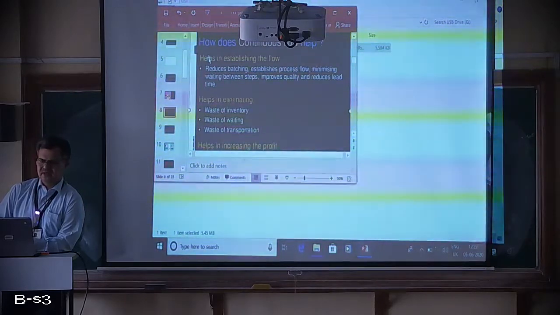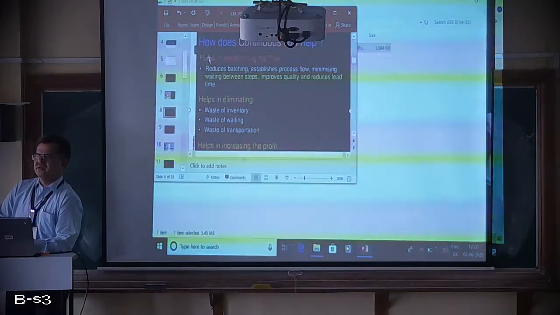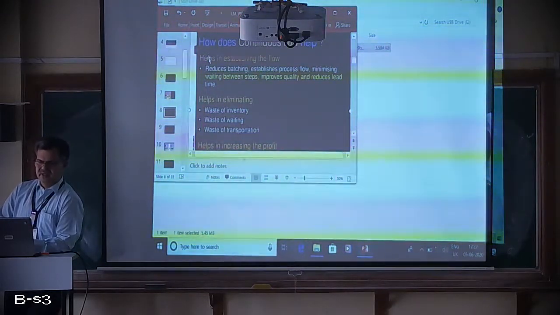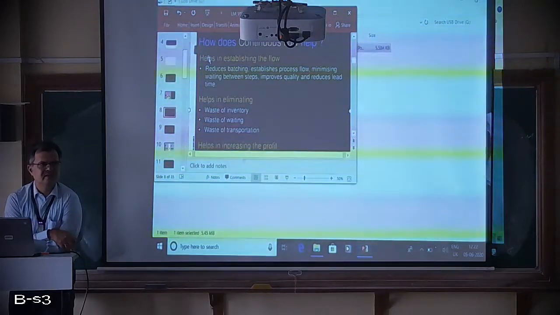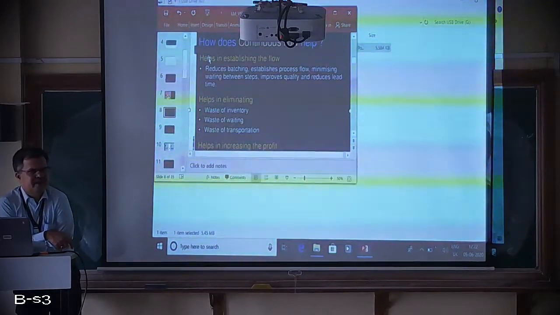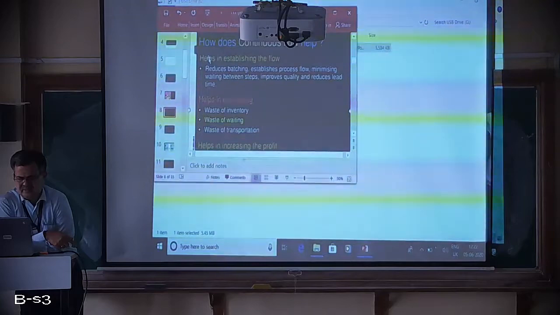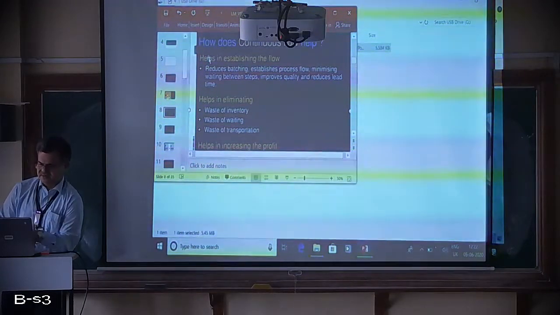Second, it helps in eliminating the waste of inventory. Certainly, WIP is also a form of inventory, so we can eliminate the waste of inventory and the waste of waiting. When inventory is not waiting between sessions, we can eliminate that waiting time also. And when the flow is continuous and you are not going back and forth, we can avoid even the waste of transportation. So it eliminates inventory waste, waiting waste, as well as the waste of transportation.